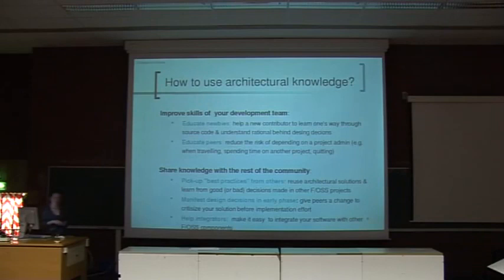But also, I think that architectural knowledge could be shared between different open source communities, so that communities could pick up best practices from others and learn from good and bad architectural decisions which were made in other projects. One goal of documenting architecture is to manifest design decisions in an early phase. So if you document them, you manifest them, then people get a chance to criticize you before you implement everything, and you might get good feedback. And of course, integrators also benefit from architectural knowledge.